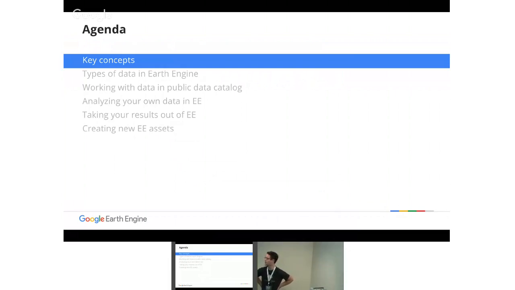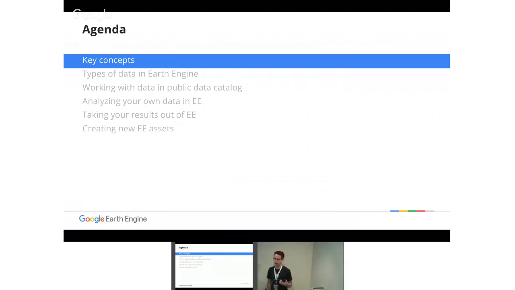So really quickly, I'm going to run through a high-level agenda of what we're going to talk about today. First, some key concepts that are common across nearly all of import, export, and rendering. So we're going to go over those early so we know what we're talking about throughout. Then a high-level overview of the types of data in Earth Engine. Then we're going to go to the public data catalog, which in its enormity may not have all the data you need, but it certainly is a catalog that you will want to leverage with whatever data you're bringing into Earth Engine.